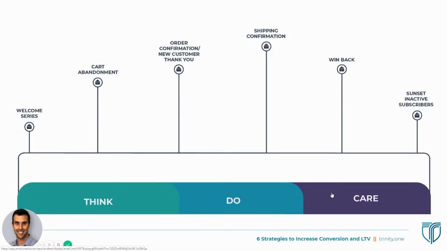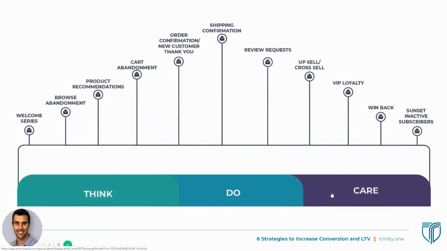Here are some things to think about when you look at a post-purchase experience and the overall customer lifecycle in general. On the left, you see the welcome series, what you receive, cart abandonment when you abandon cart, new order, shipping confirm, win back, and sunsetting inactive subscribers. This is table stakes. This is what everyone's doing and what you need to do, especially for e-commerce. It's a must. But you want to extend that and be more sophisticated.